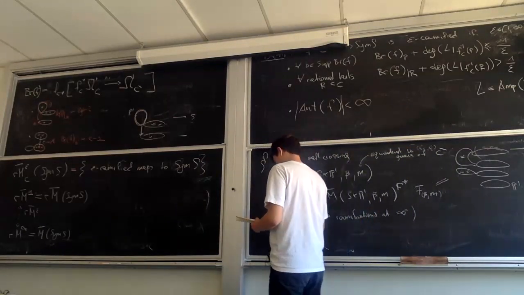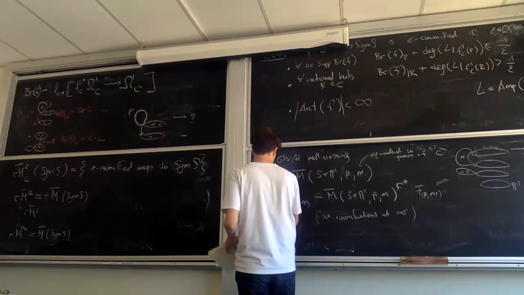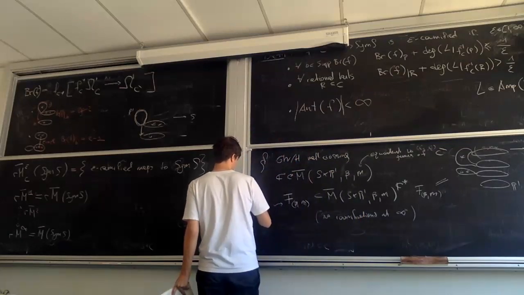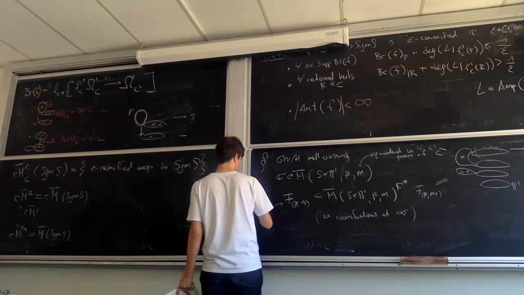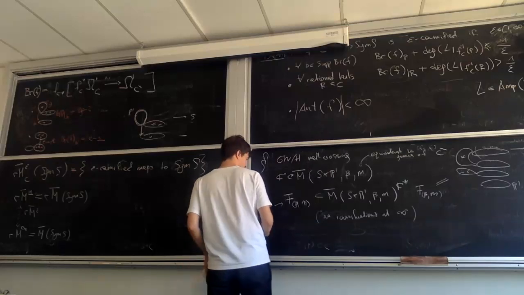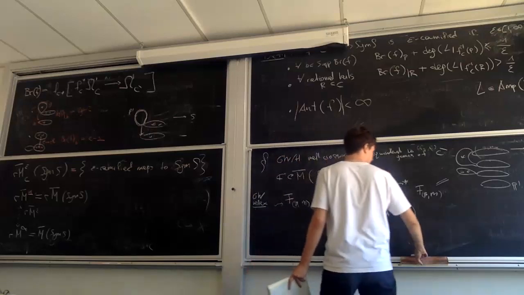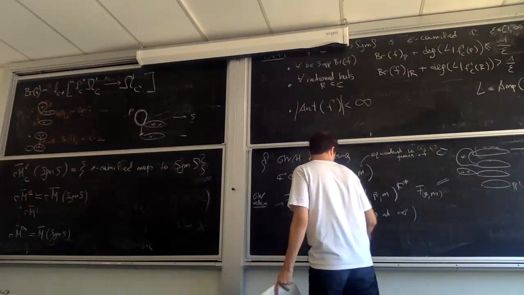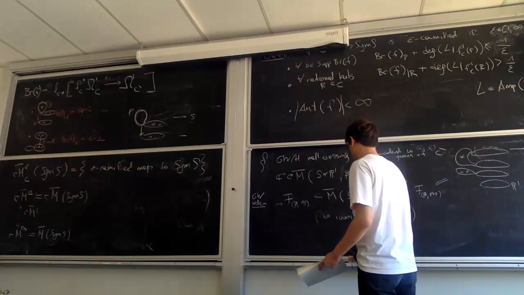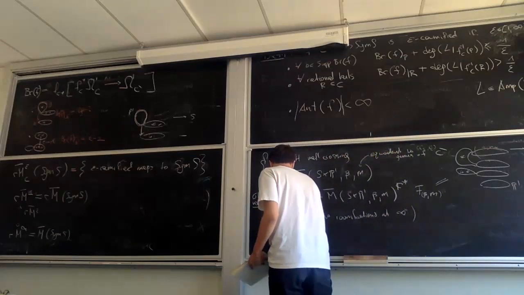So this is called, I don't know, Gromov-Witten. You can call it the Gromov-Witten vertex. And in the same way, you just define this I function.